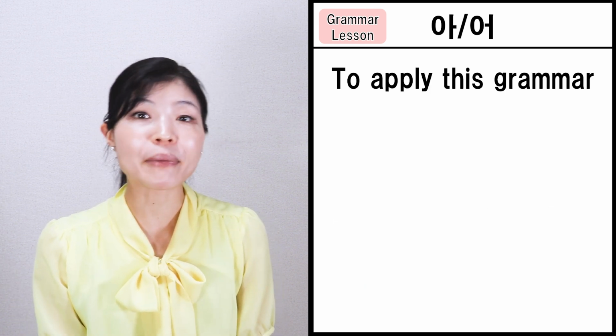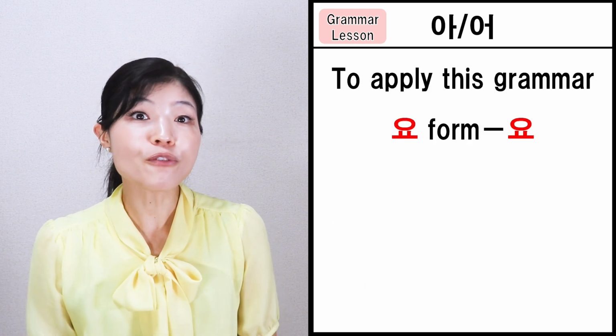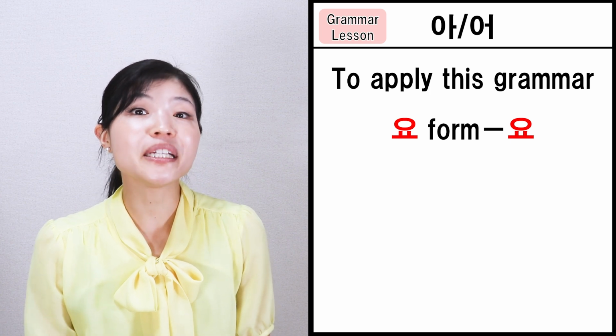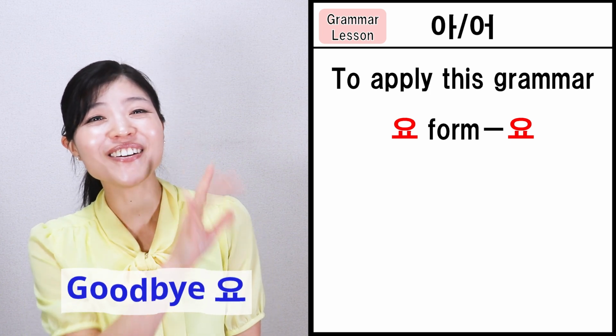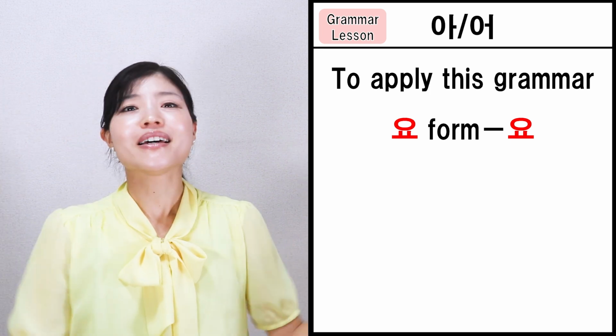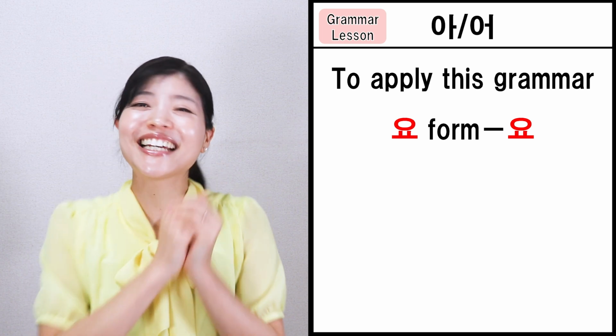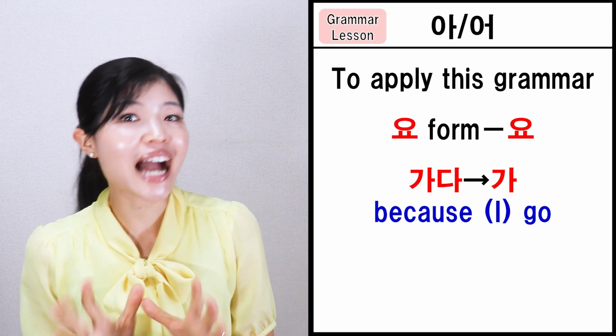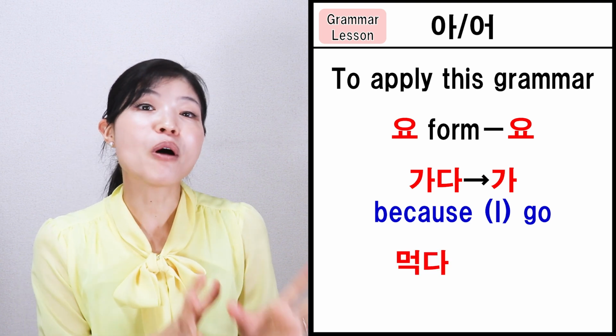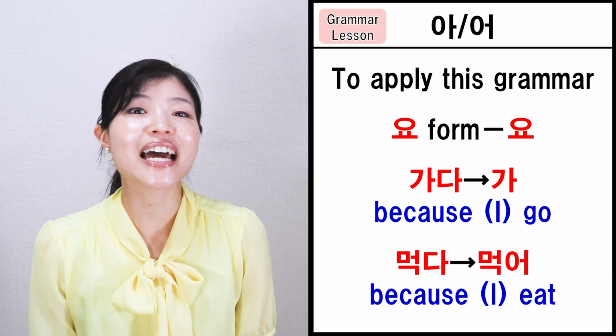To apply this grammar, first, you make the 요 form of a verb and omit 요. Goodbye, yo! That's it. Wow! This part was extremely easy. I love it. Therefore, 가다 will be 가 because I go and 먹다 will be 먹어 because I eat.